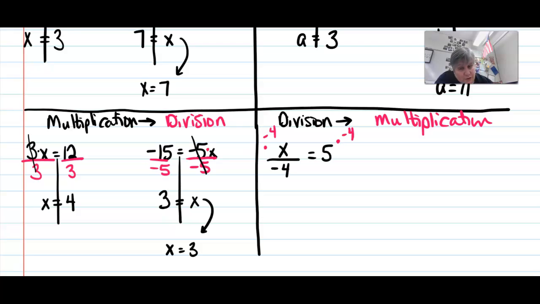So a negative 4 on the top and a negative 4 on the bottom, those cross themselves out. So I'm left with x on the left. And then on the right, 5 times negative 4. I have one negative, so I'm going to write the negative. And 5 times 4 is 20. So the answer is negative 20.